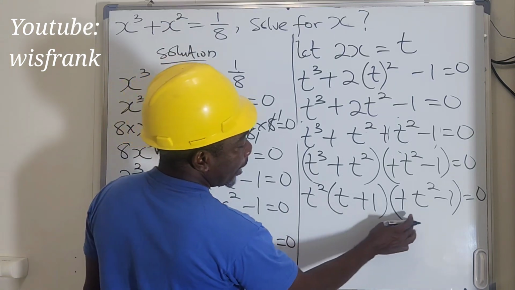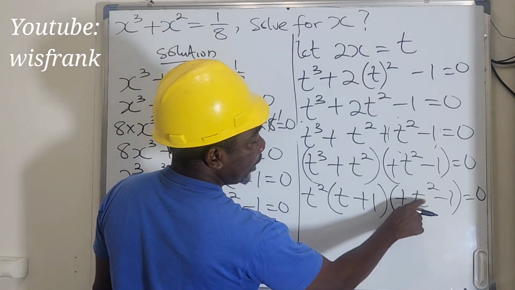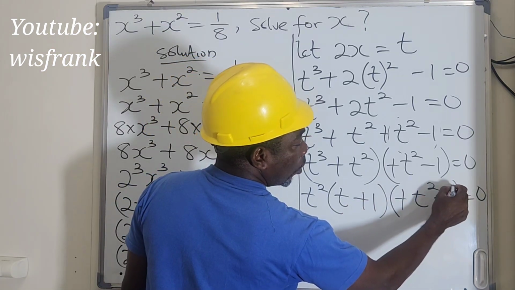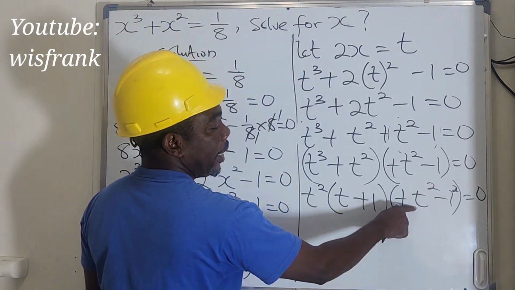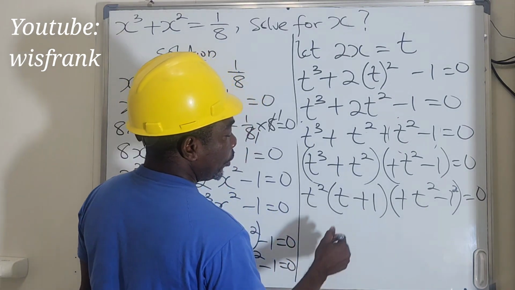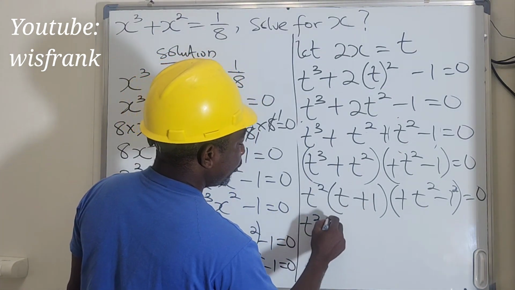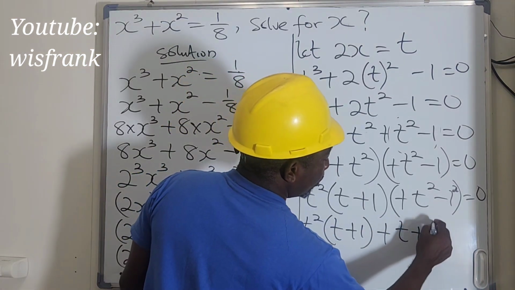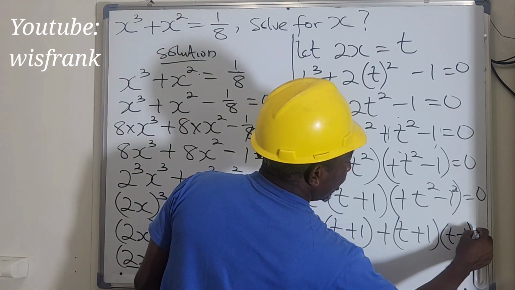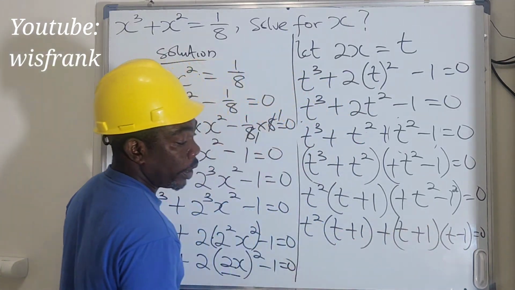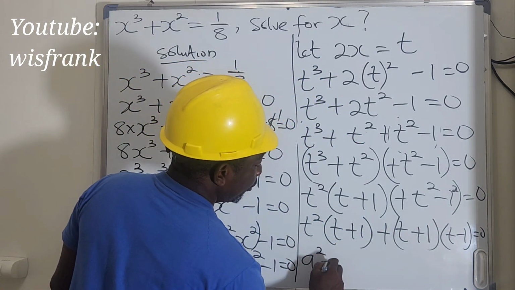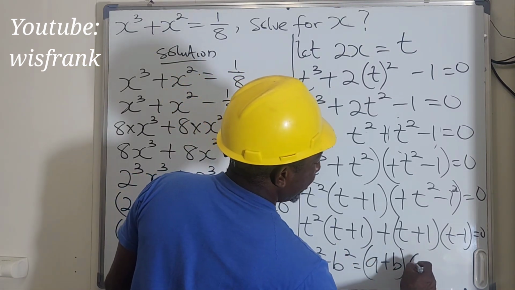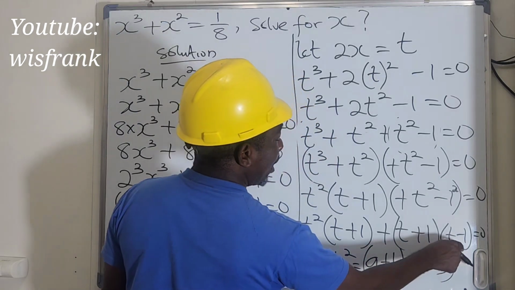So in this case, we can simplify this and we see that t raised to the power of 2 minus 1 is the same thing as minus 1 raised to the power of 2. So that here is the difference of 2 squares. So that will become t raised to the power of 2 into t plus 1 plus t plus 1, then t minus 1 equals to 0. Because difference of 2 squares, when we have a raised to the power of 2 minus b raised to the power of 2, is the same thing as a plus b into a minus b. That is why we have this.